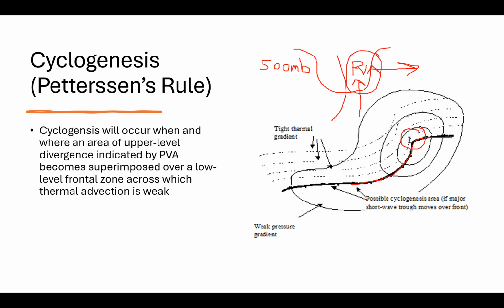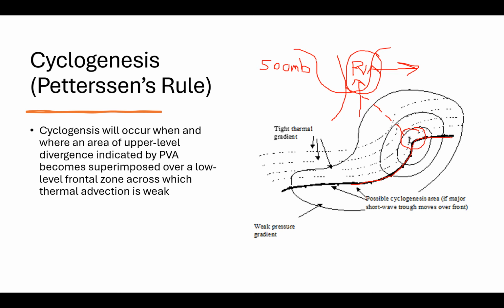Now let me draw a dashed line. This dashed line is my connection from my shortwave trough at 500 millibars down to my surface low pressure system here. So this area of PVA is basically becoming superimposed over this frontal boundary. That's what we're saying over here with Pedersen's rule on the left.